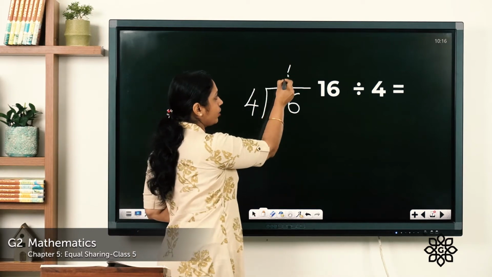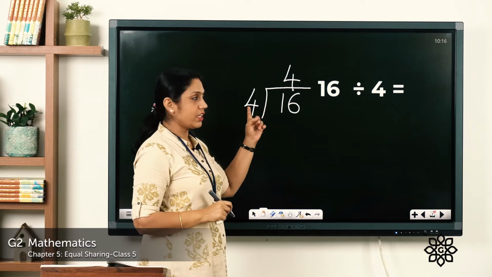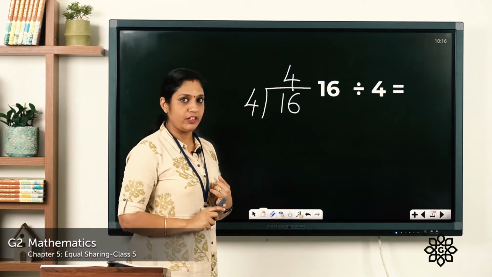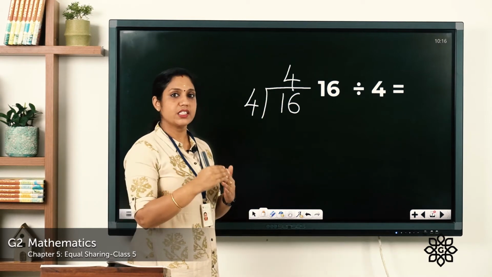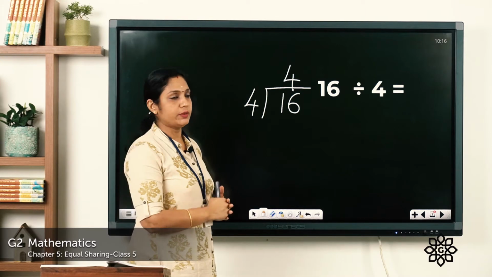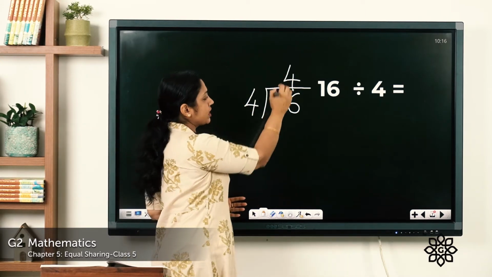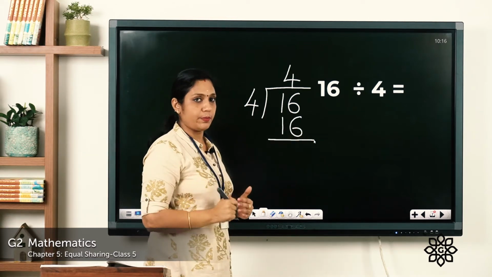And that answer you need to write on top of this line. And that's 16. That is 4 fours are 16. So for this division, first we have to divide, then multiply and then subtract. So these 3 steps are there for division. So first we divided, now we have to multiply. 4 fours are 16. And the next step is to subtract.